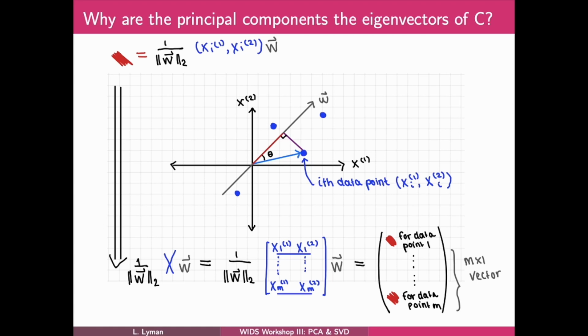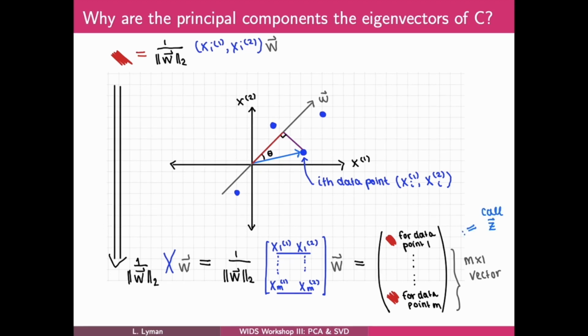The output of this entire expression is going to be an m by 1 vector, whose ith component is precisely the dot product of the ith data point with the vector w, with this scaling factor in front of 1 over the norm of w. Now that we have this m by 1 vector, let's give it a name. Let's call it z. Something miraculous then happens when we consider the 2 norm of this vector z squared.